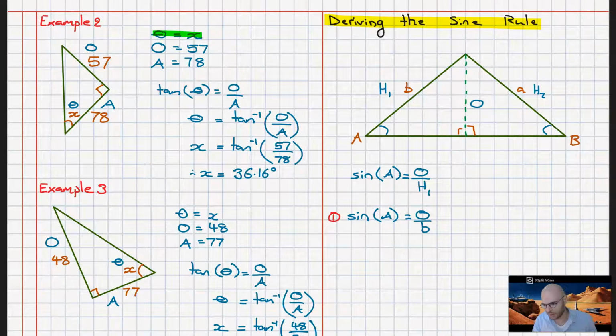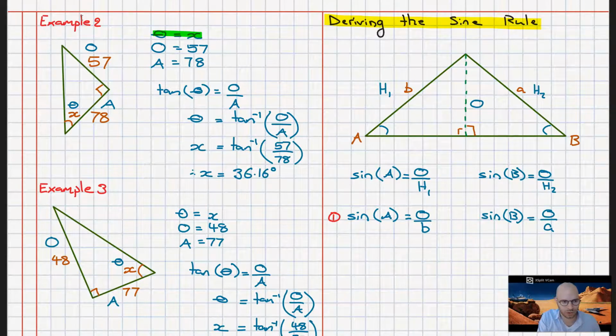Now we're going to do the same for the triangle on the right here. So we're going to go sine B is equal to the ratio of the opposite over H2. And thus, rearranging, sine B is equal to the ratio of opposite over a. And we'll call this number 2.